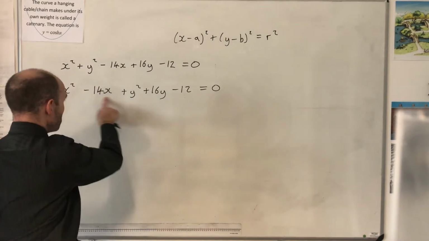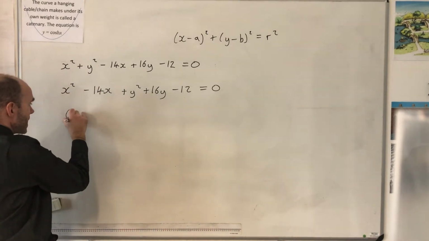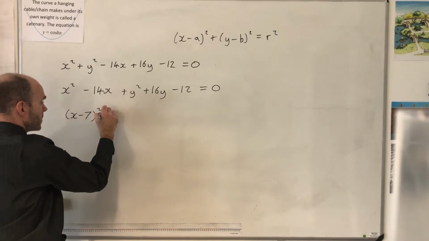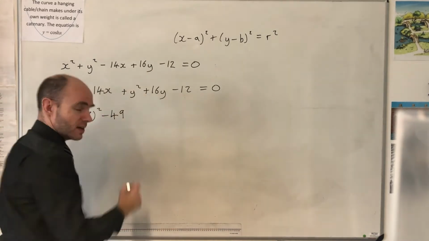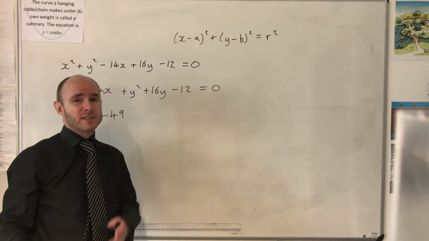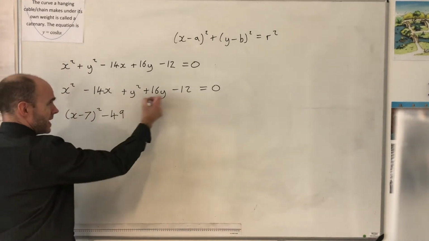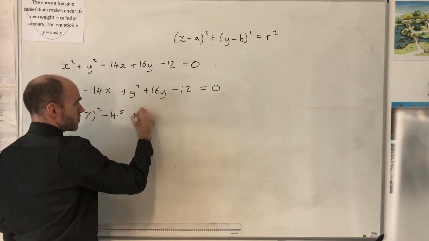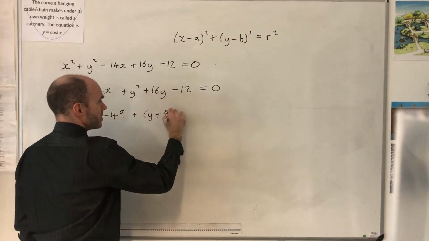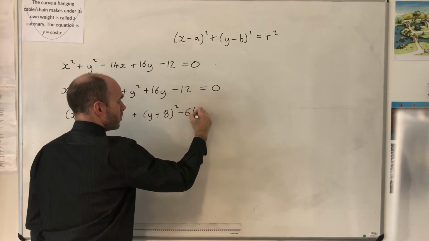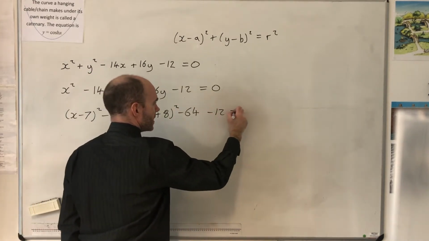So complete the square on this bit first of all. That's going to give us (x - 7)² - 49. This is not a lesson on completing the square. See one of my other videos for that if you didn't quite follow what just happened there. And then here, completing the square on these two, you've got (y + 8)² - 64. And then you've got -12 = 0.